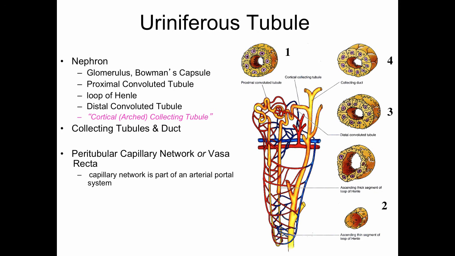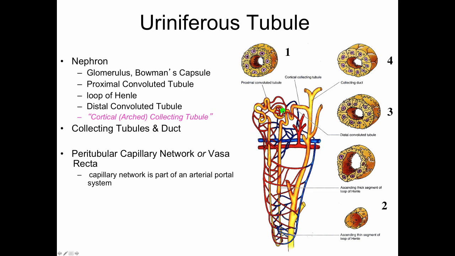Let me say a few words about the peritubular capillary network, or the vasa recta. These terms are actually defining two different capillary beds. The peritubular capillary network is the network of capillaries that surrounds the short-looped nephrons. The vasa recta is the capillary network that surrounds the long-looped nephrons. The significance in both cases is that the peritubular capillary network and vasa recta originate from the efferent arteriole.